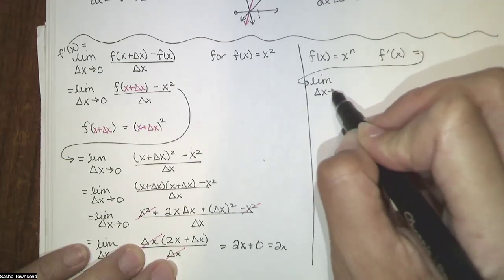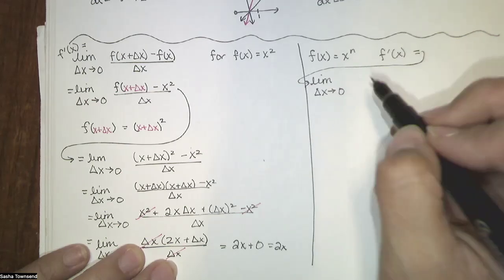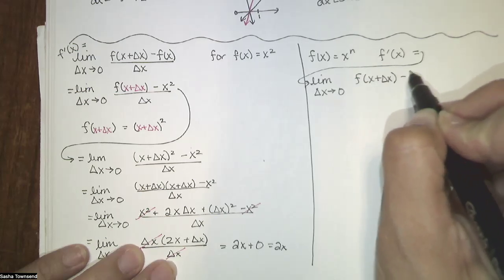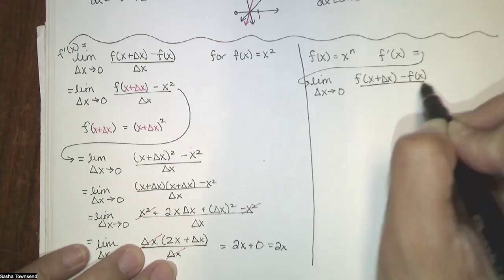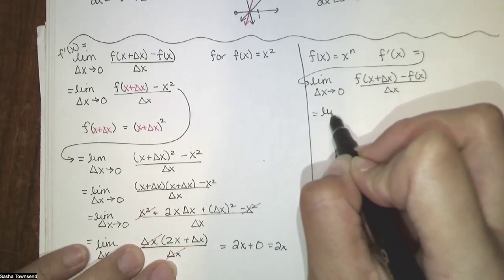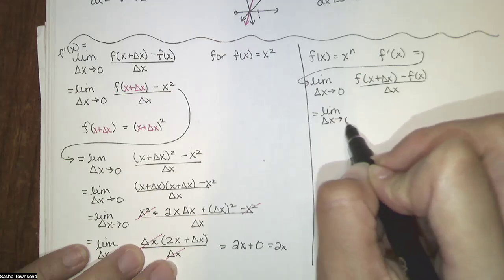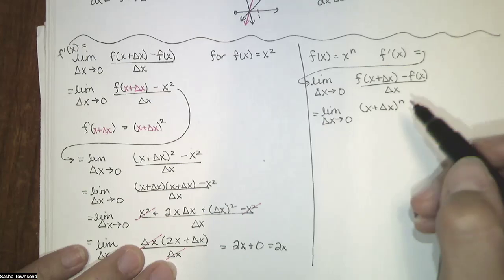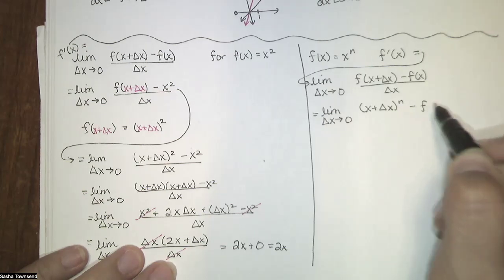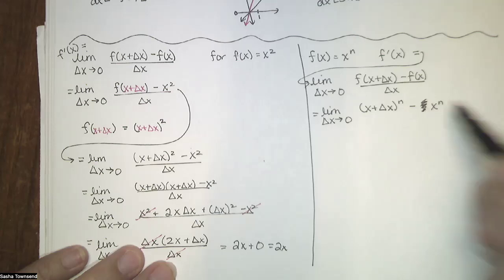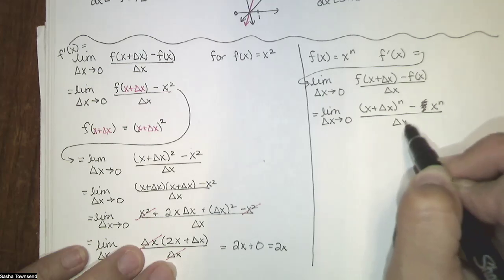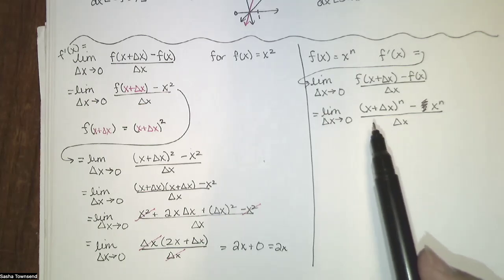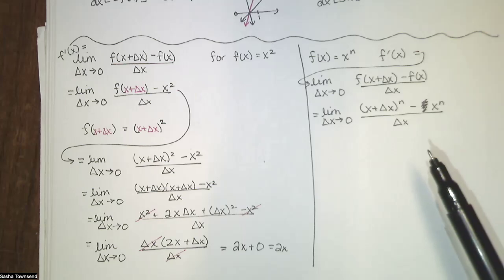the limit as delta x approaches 0 of f evaluated at x plus delta x minus f of x, all divided by delta x, which is equal to the limit as delta x approaches 0 of x plus delta x raised to the nth power minus f of x, which is just x to the n, all divided by delta x. Now, to expand this, it's helpful to know the binomial coefficients and how those work.